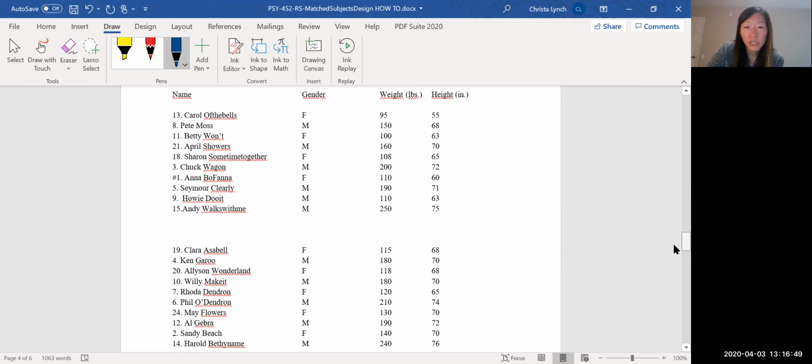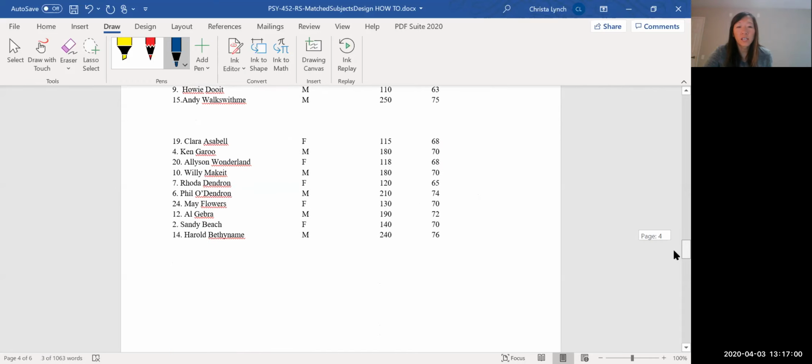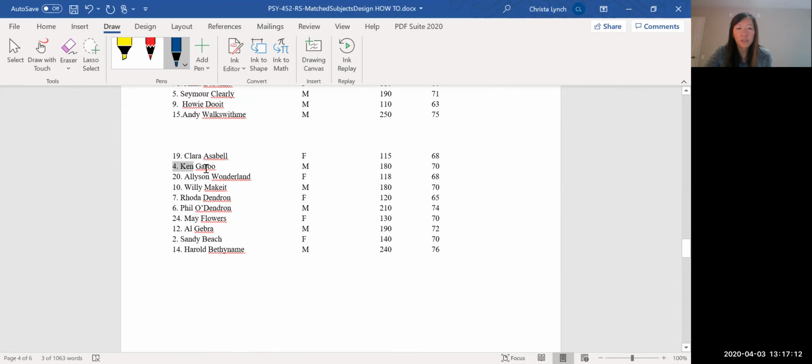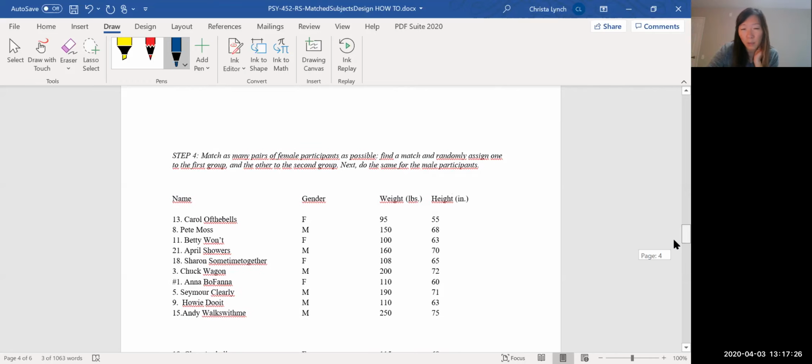Okay, so let's see. Randomly assign one to the first group and the other to the second group. So we're going to take her, keep that here, move her partner down to here. Take Pete, keep him there, move his partner down to here. I skipped that part of the step purposely because I wanted to show you the end of it.